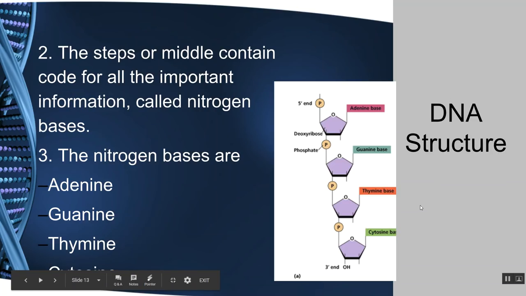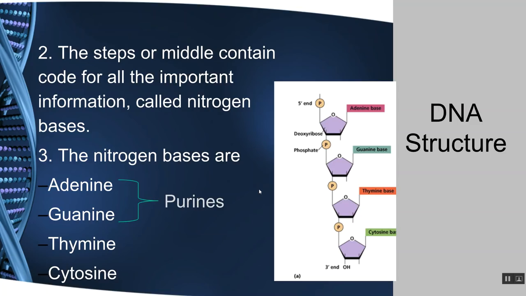The steps or the middle of that ladder contain the code for all of the important information, and that's called your nitrogen bases. So there's 4 nitrogen bases. They are adenine, guanine, thymine, and cytosine. Adenine and guanine are something called purines. Thymine and cytosine are pyrimidines.